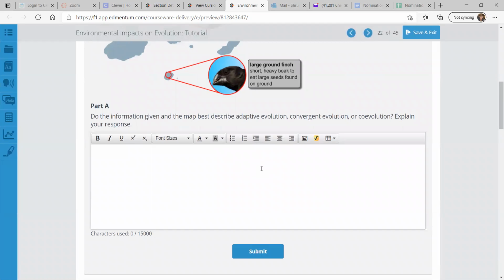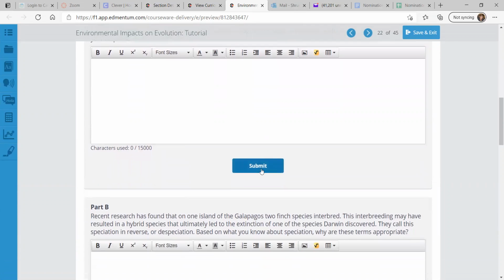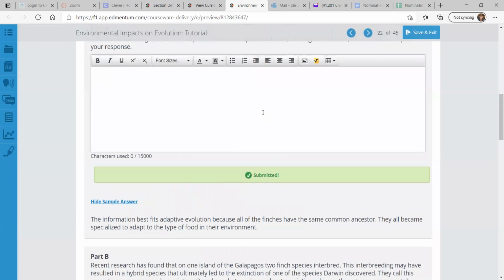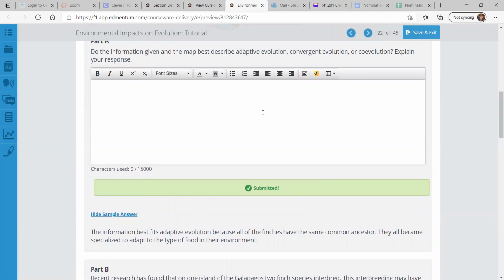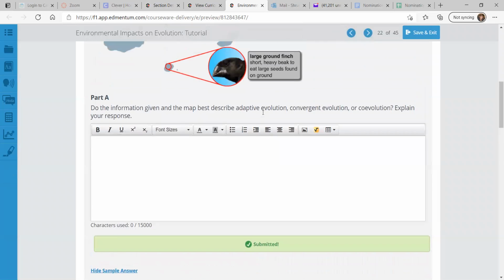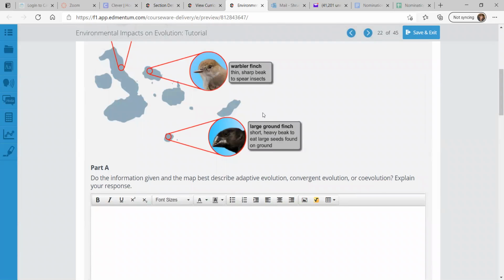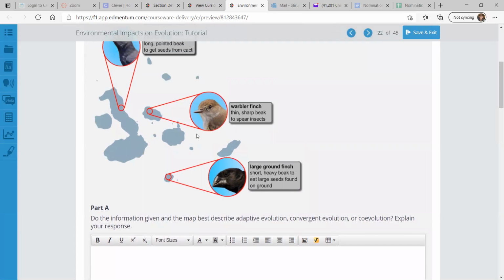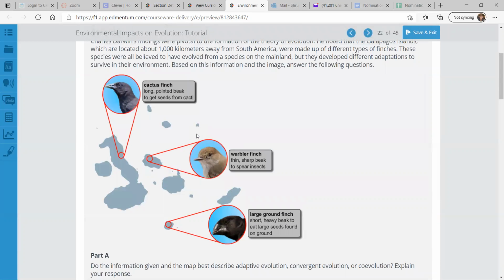Do the information given and the map best describe adaptive evolution, convergent evolution, or co-evolution? The information here best fits adaptive evolution, because all the finches have the same common ancestor, but they all became specialized to adapt to the type of food in their environment. So you have the large ground finch with a big beak for getting seeds off the ground. The warbler finch can eat insects, and the cactus finch can use cactus seeds to eat.